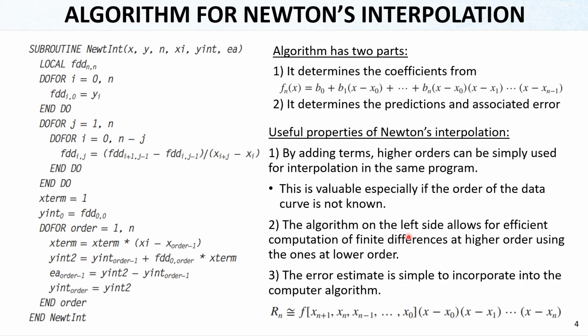The algorithm on the left side allows for efficient computation of finite differences at higher order using the ones at the lower order. So we are using the lower orders and adding them to get the higher order values by using this for loop. And the error estimate is simple to incorporate into the computer algorithm. We said that we add an additional point to get the estimate of the error over here. So we will have this additional point to calculate the finite divided difference, basically. Now you can use this algorithm to create a MATLAB code, for instance, and use it for your interpolation problems.